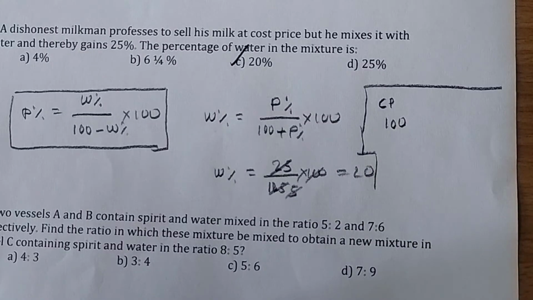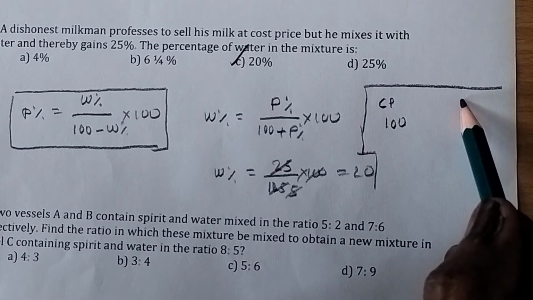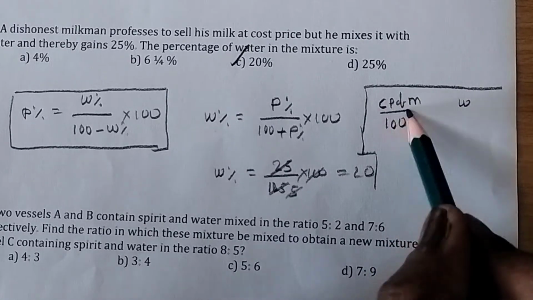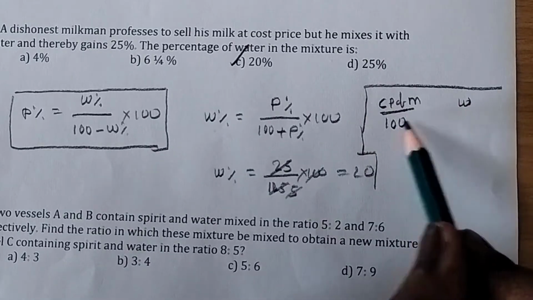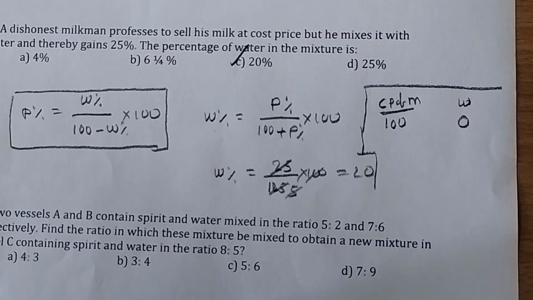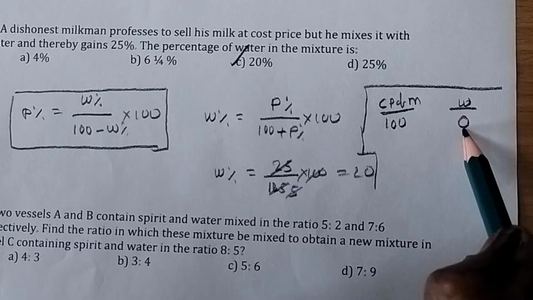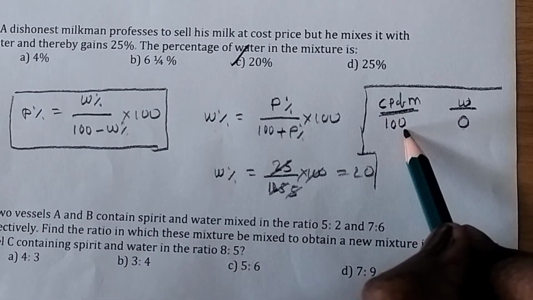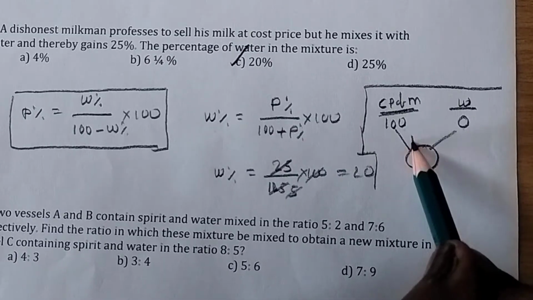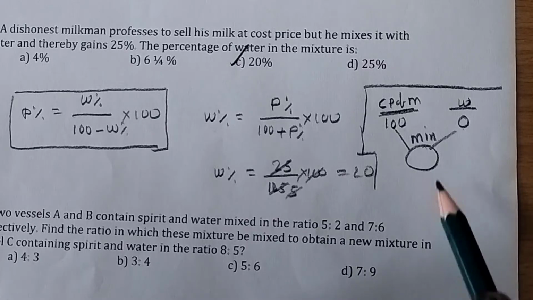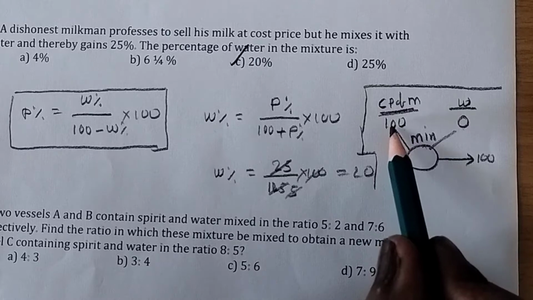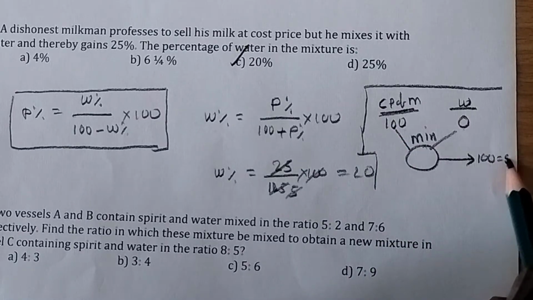Now he is mixing with water. This is the cost price of milk. He is mixing with water, and that water cost is 0 rupees, I'm going to take. This is the water cost per liter, and this is the milk cost per liter. These two are going to be mixed. This is the mixture milk. This mixture is sold at the same cost price as the pure milk, that is 100 rupees.